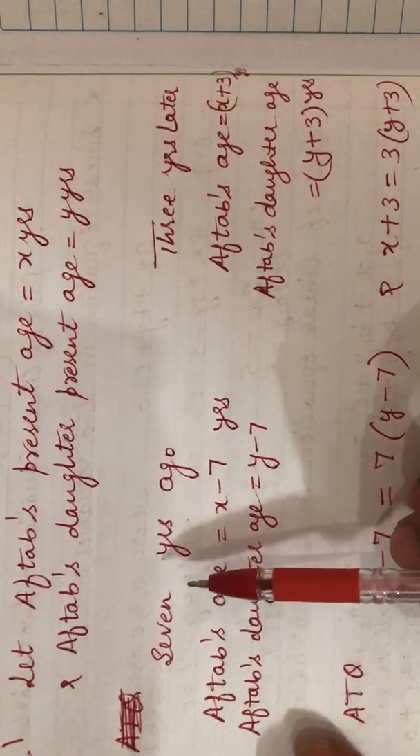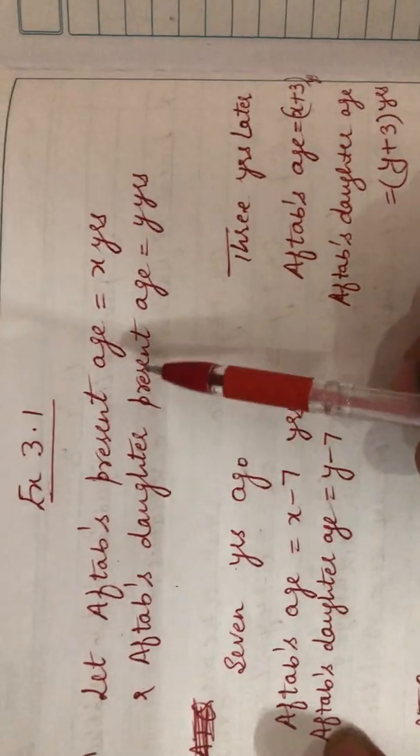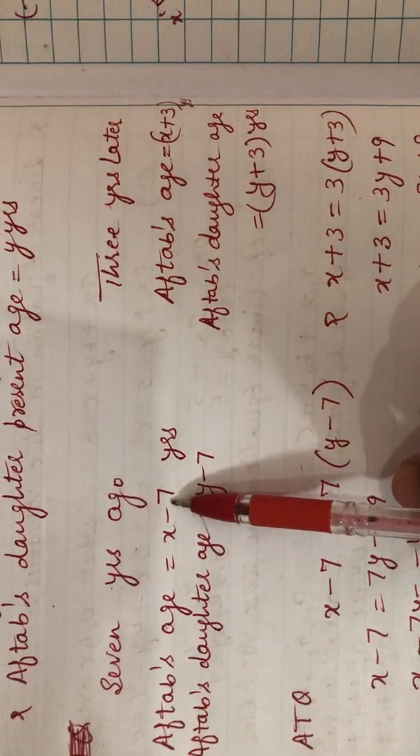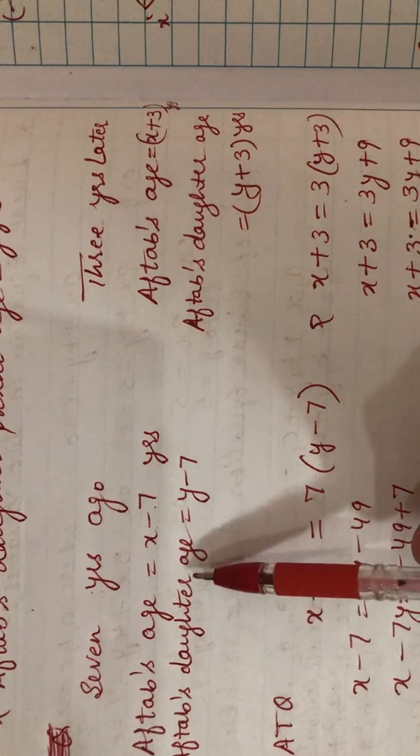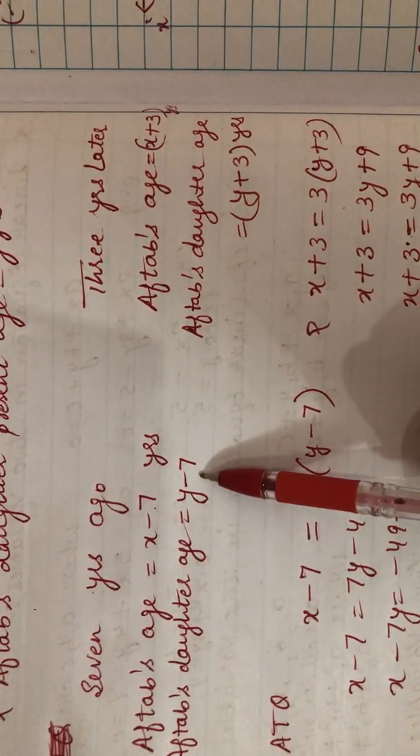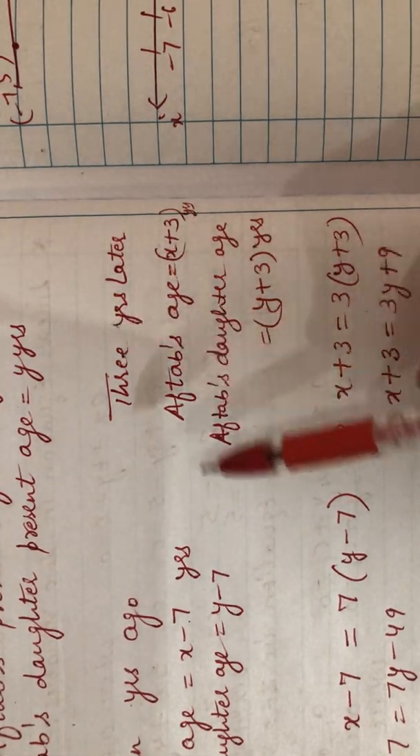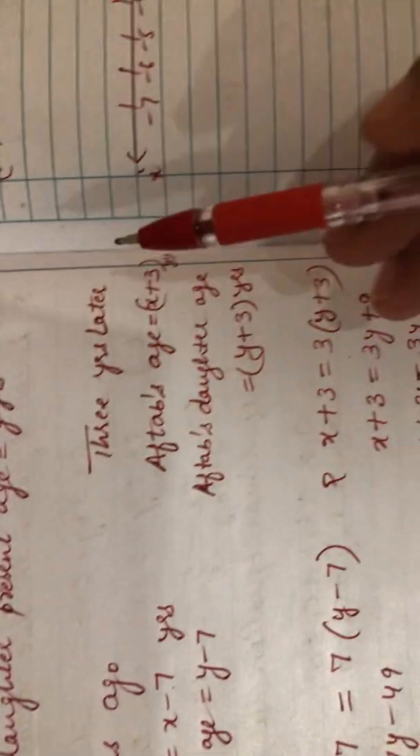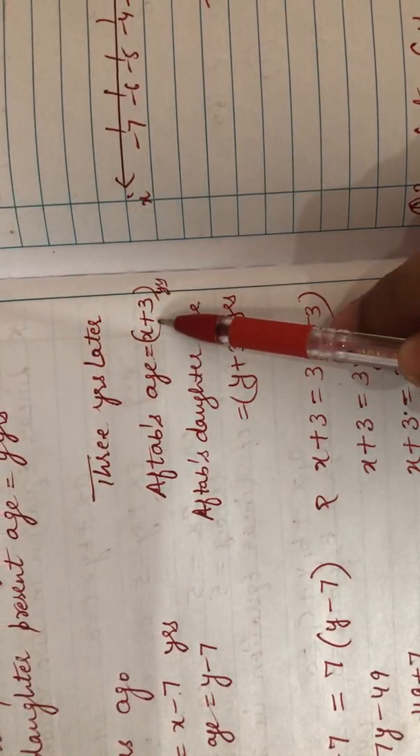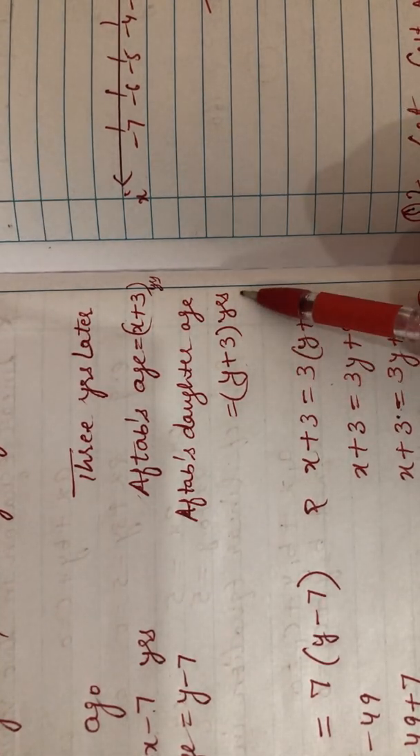First of all, we'll find the age of Aftab and his daughter 7 years ago. If present age of Aftab is x years, 7 years ago his age will be x minus 7 years. Ago means we'll subtract. Right? And Aftab's daughter age will be y minus 7 years. And what is the age 3 years later? 3 years later means after 3 years. If today age, present age is x, after 3 years Aftab age will be x plus 3 and Aftab's daughter age will be y plus 3 years.